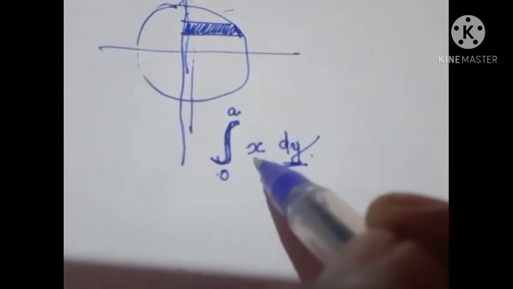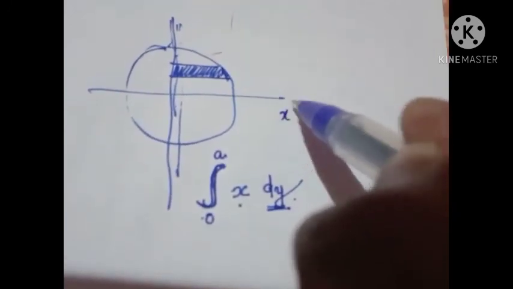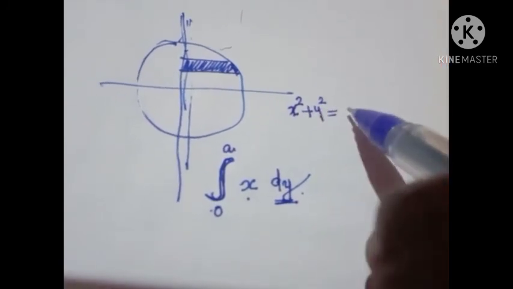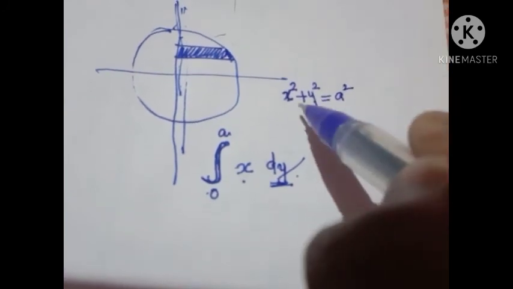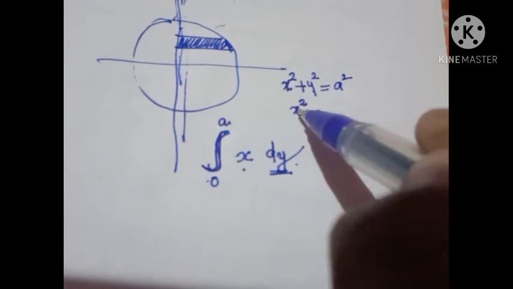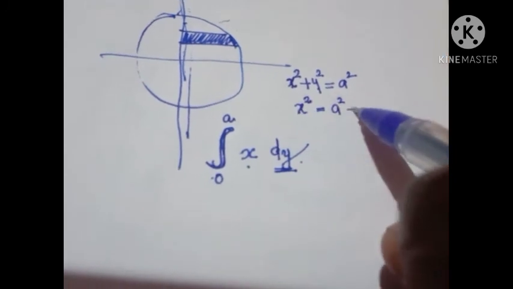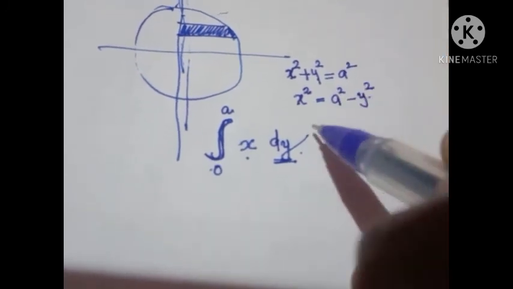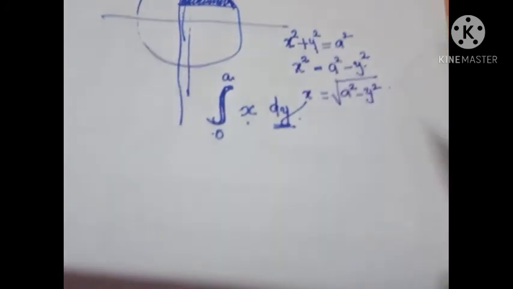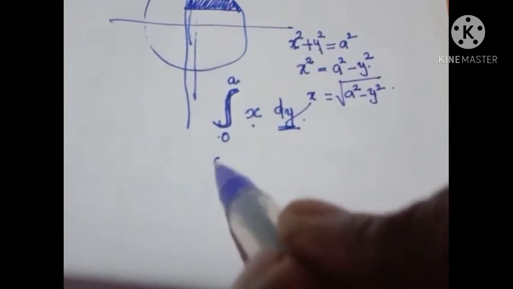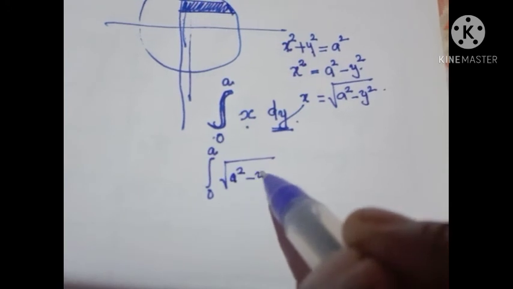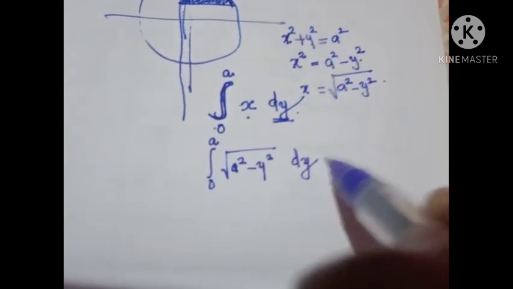Now we need to find what x is. So the x value is obtained from the same curve, x square plus y square equal to a square. From here we need to find x. So firstly x square we need to find. X square equal to a square minus y square. So x equal to root of a square minus y square. Put this value here. So integral from 0 to a root of a square minus y square dy.